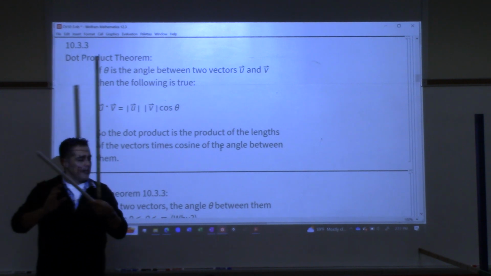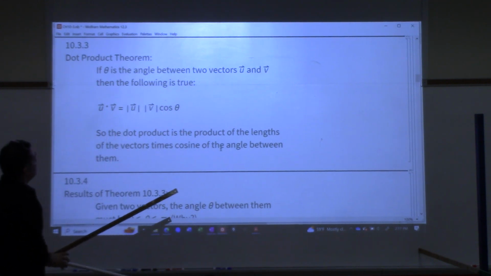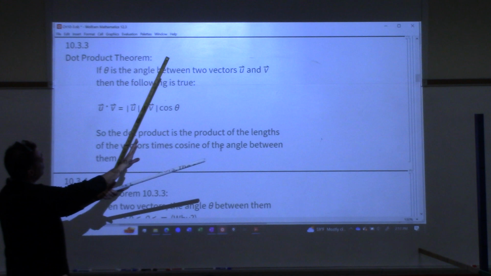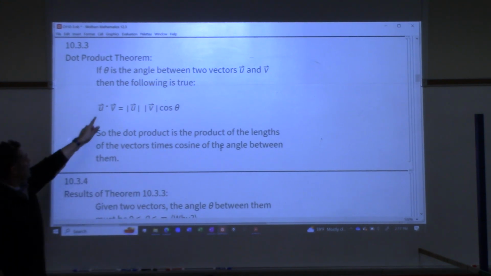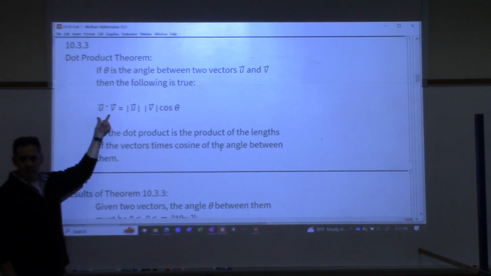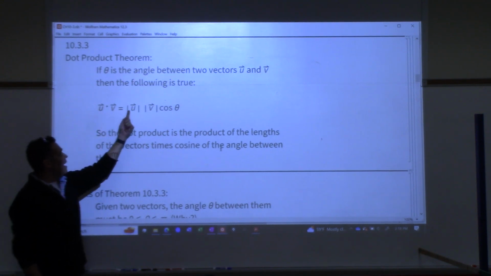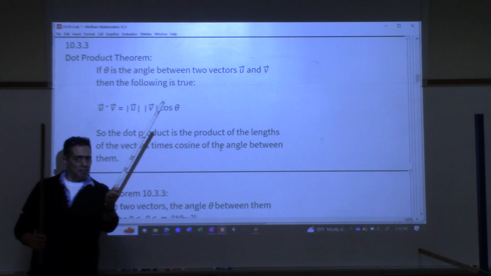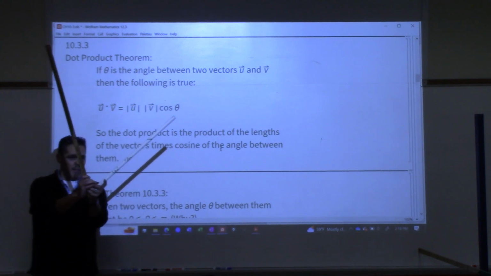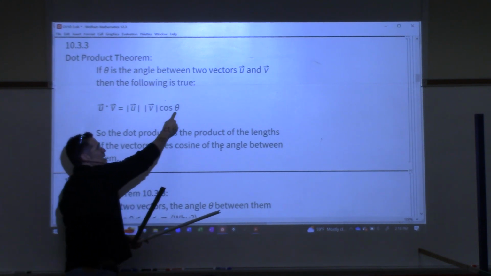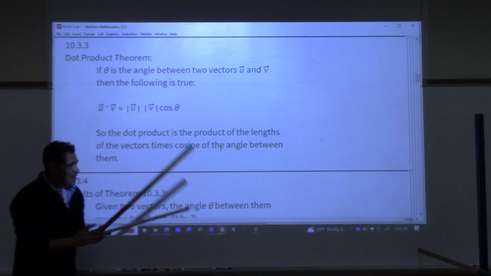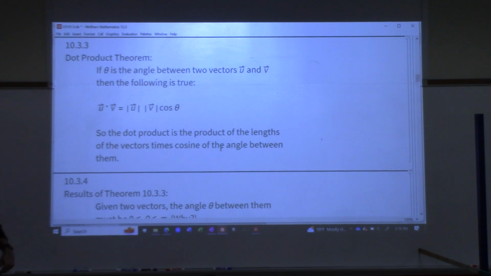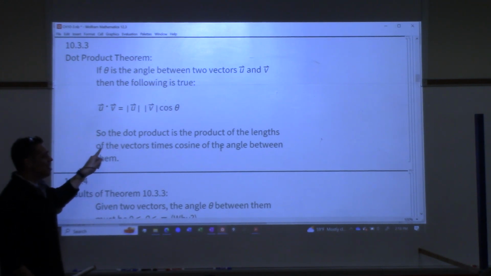The theorem says that if theta is the angle between two vectors, u and v, then the following is true. The dot product, which is a number, is just the length of u times the length of v, times cosine of the angle between the two vectors. That's what the dot product gives you. So the dot product is a product of the lengths of the vectors times cosine of the angle between them.